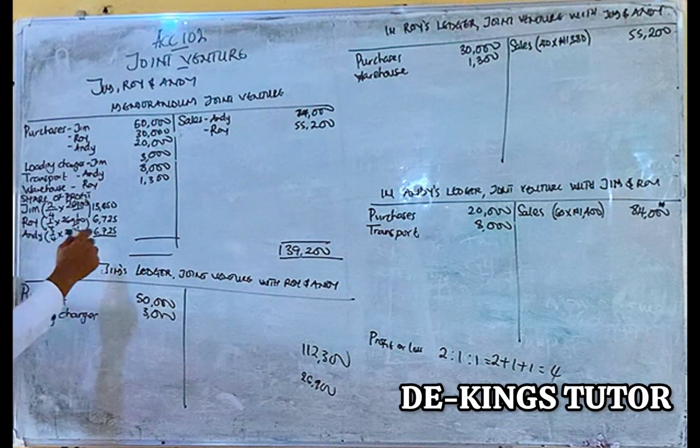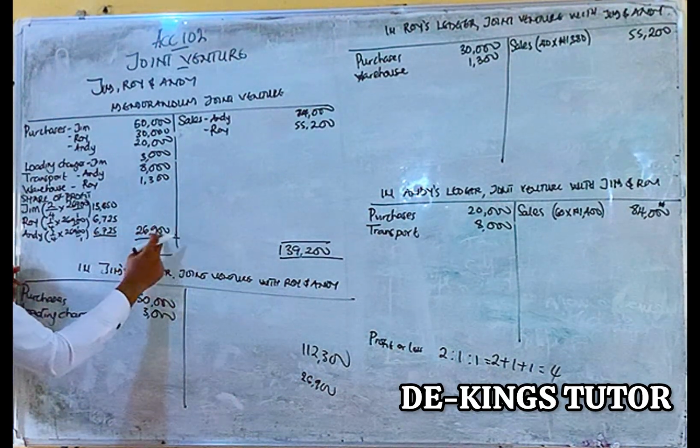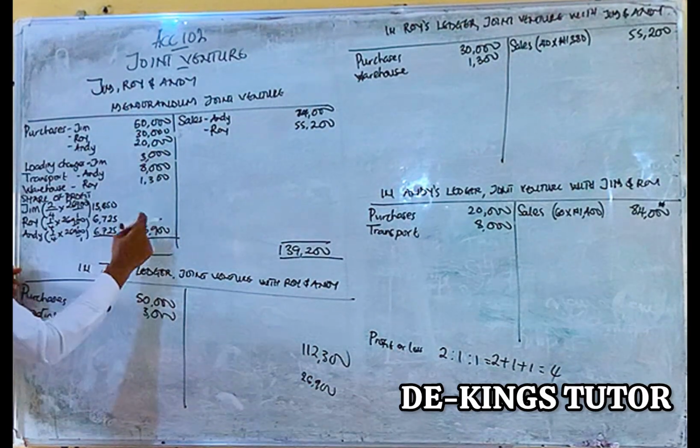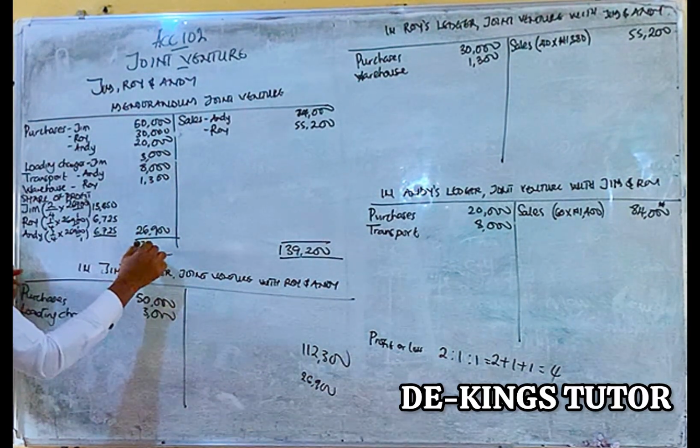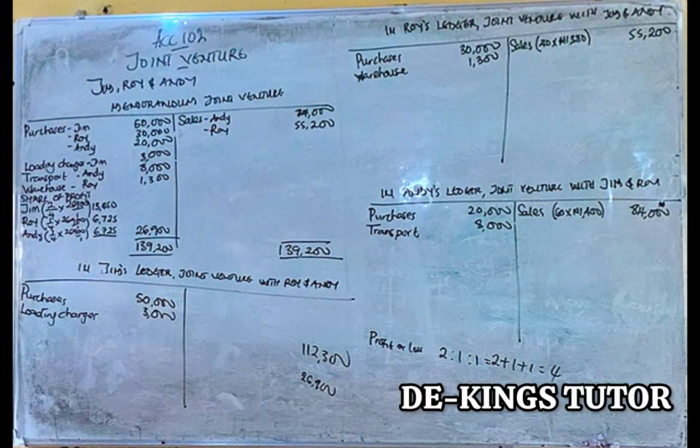If it doesn't give you that, what you did was wrong. So now I have 26,900. So that when we add everything here, this becomes what? 139,200. Are we there? Okay.